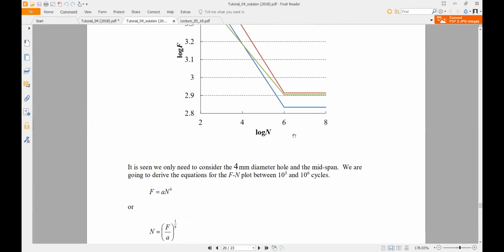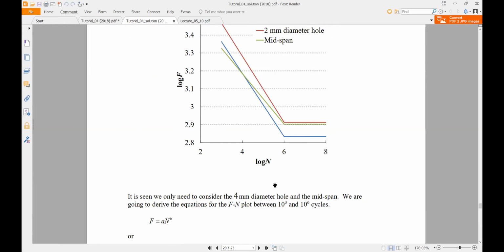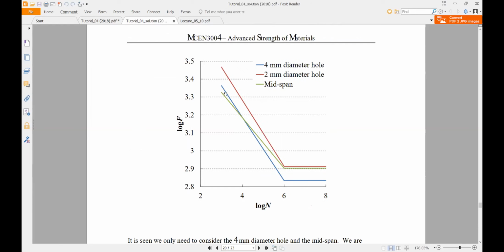In here I think they mainly consider mid-span. Okay, I'm sorry. So mid-span has the lower value at 10 to the power 3. When we consider 10 to the power 3 strength, they will consider mid-span. When we consider 10 to the power 6 cycles, they will consider the 4 millimeter hole, because in the data points you can see mid-span has a lower value for 10 to the power 3 cycles.